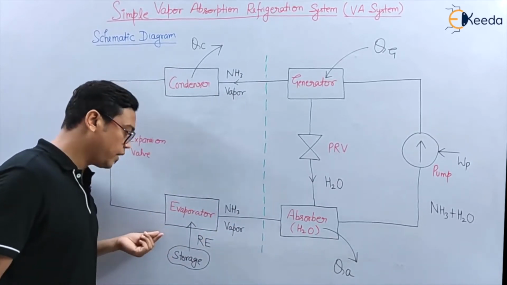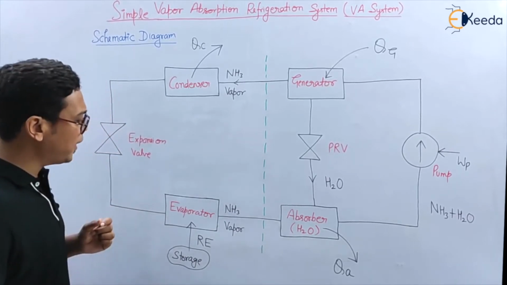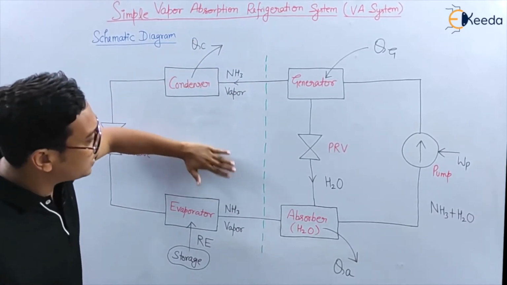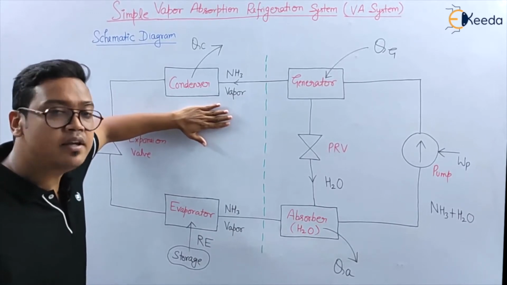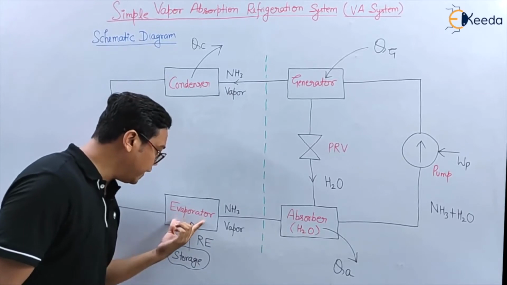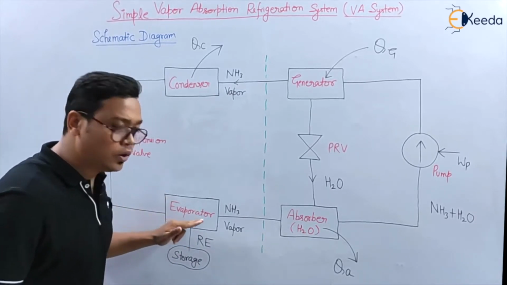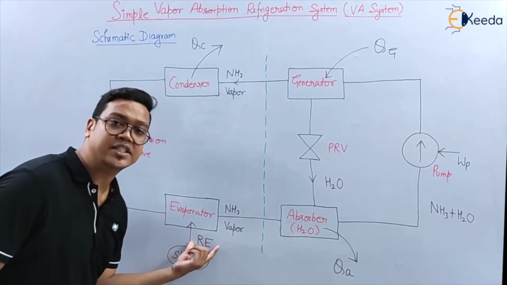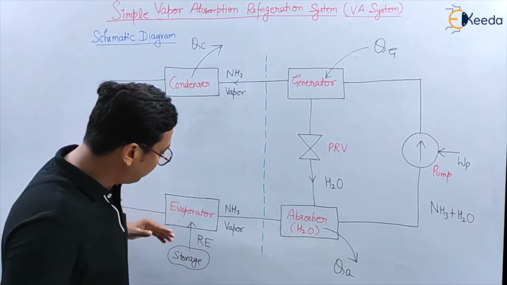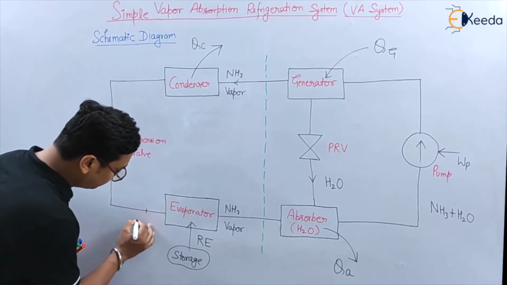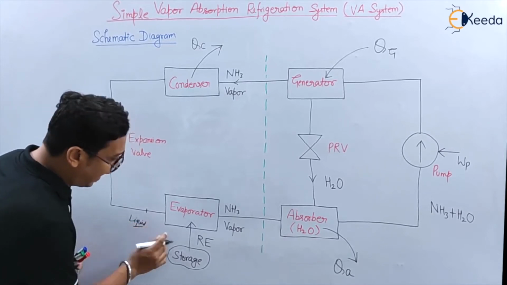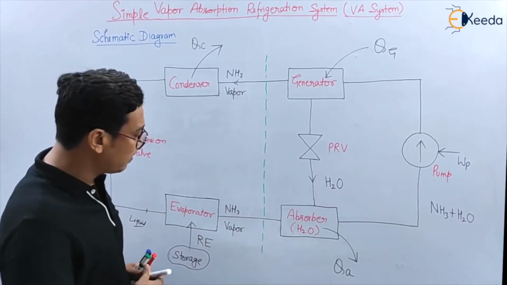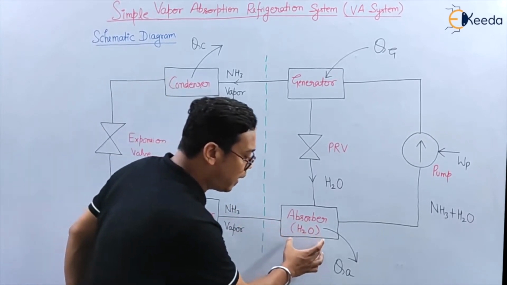First, start from here, the evaporator. In the simple vapor absorption system, I have taken ammonia as the refrigerant. In the evaporator, the ammonia flowing through will take heat from the storage space. That we call the refrigeration effect. After taking heat, the ammonia converts from liquid into vapor. This vapor of ammonia will go to the absorber.